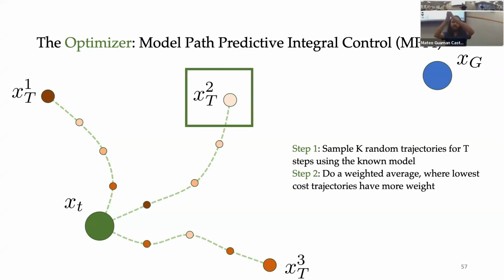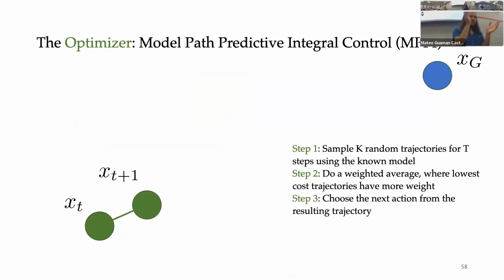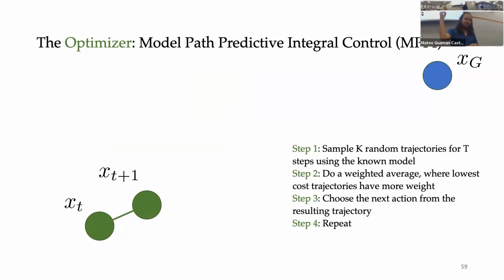What you then do is a weighted average over all the trajectories, where the weight is inversely proportional to the cost of that trajectory. So the lowest cost trajectories will have more weight, and the weighted average will end up looking more like the trajectories with lower cost. I didn't want to draw the averaging, but you effectively choose the next action from the resultant trajectory, the weighted average of all trajectories, and then you repeat. So you are planning at every single step. There are a couple of really nice properties about doing things in this MPC way: if you replan at every step, that gives you very quick adaptability when, for example, a new obstacle drops in.